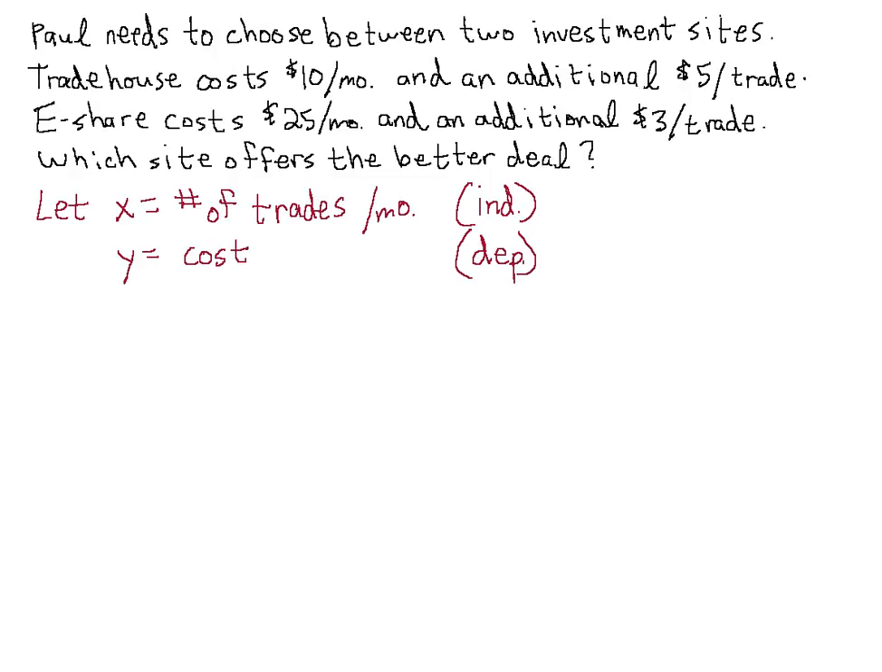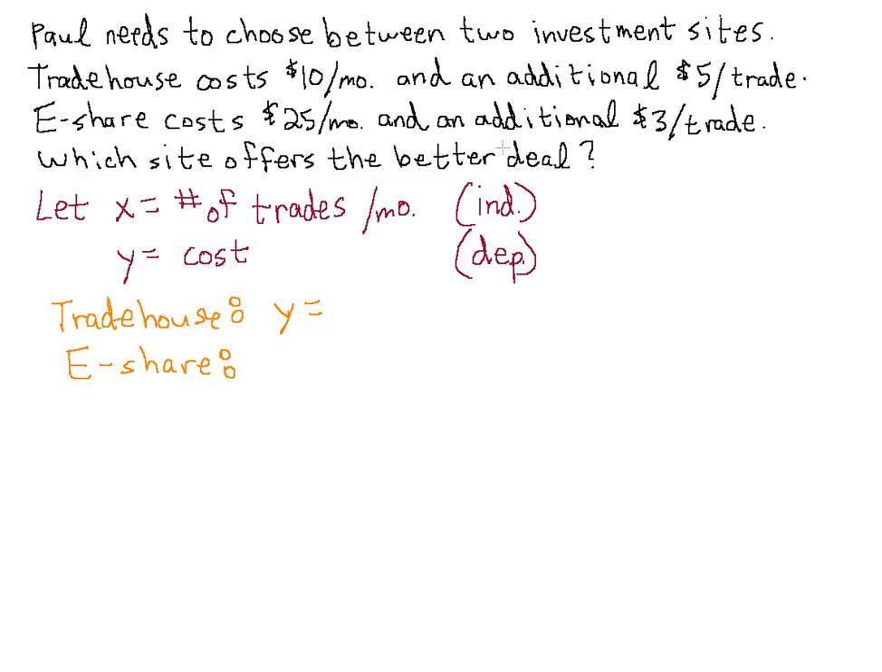So let's go ahead and write two equations. The first one is Trade House. We want an equation for each investment site, and this is very similar to the application that we did on solving linear systems, which we went over in a previous section. So let's make an equation for each one, Trade House and eShare. For Trade House, the cost Y is going to equal, Trade House costs $10 per month and an additional $5 a trade.